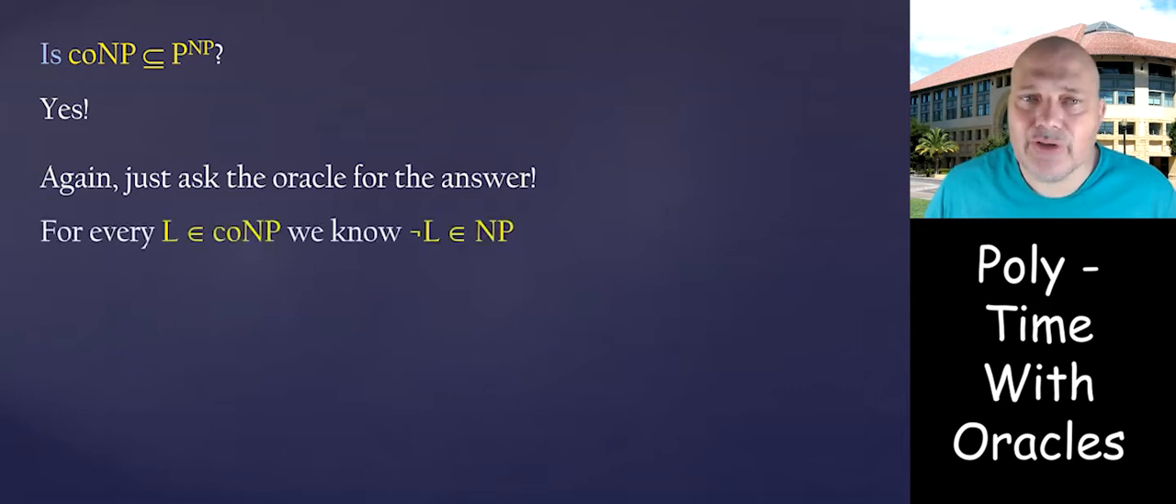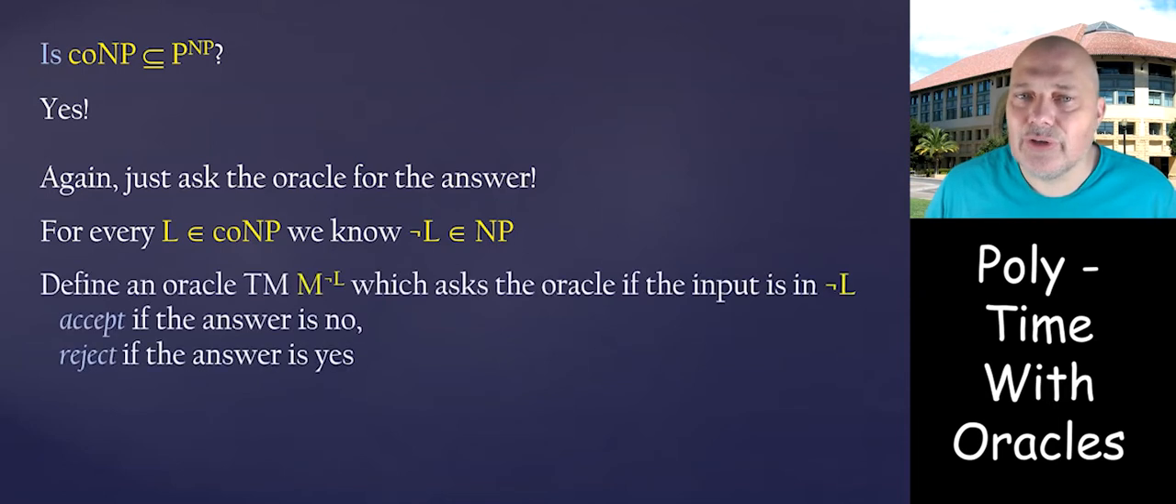So for every L in coNP, we know that not L is in NP. So define an oracle Turing machine M with access to not L, which is in NP, which asks the oracle if the input is in not L. You accept if the answer is no, and you reject if the answer is yes, because if the answer is no, it means that the input is not in not L, meaning that it is in L. If the answer is yes, it means that the input is in not L, which means that it's not in L.